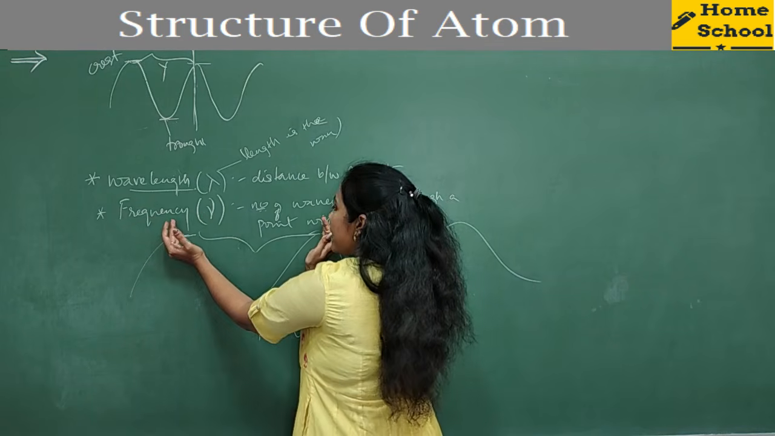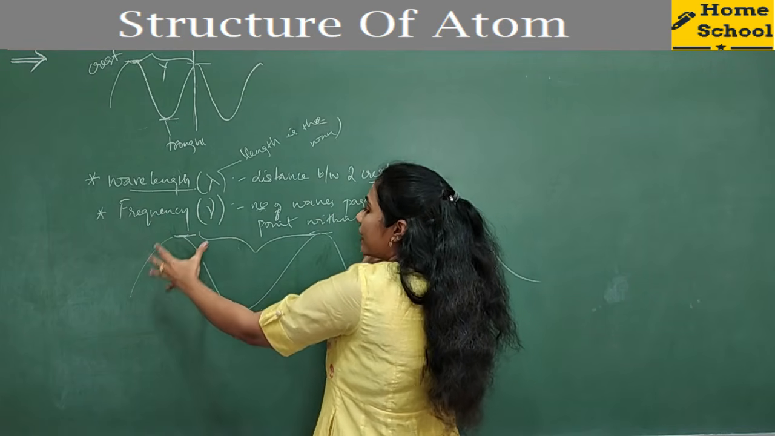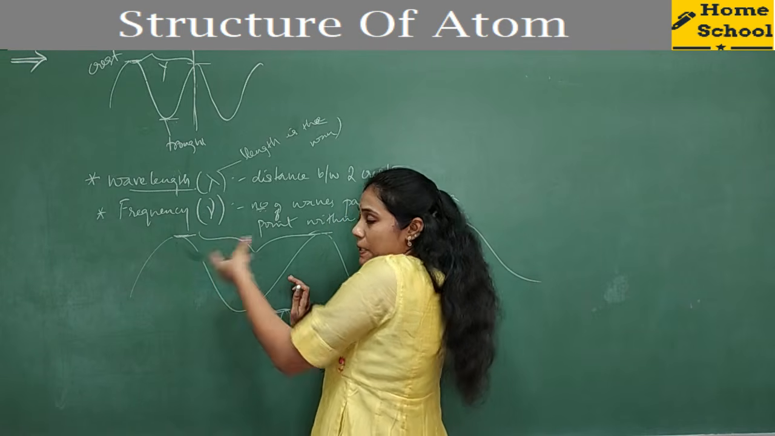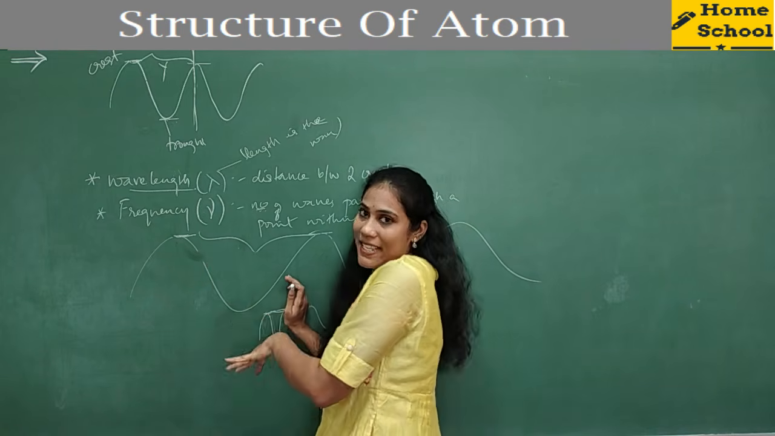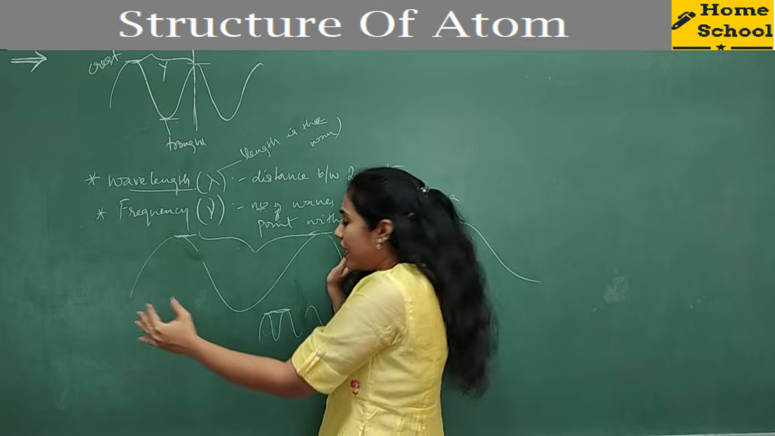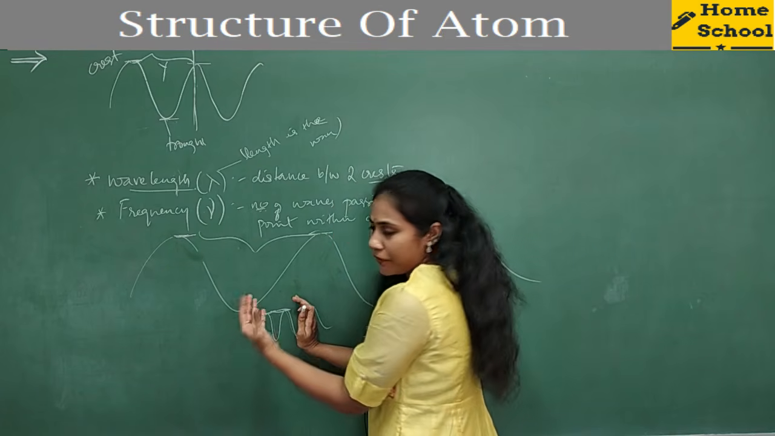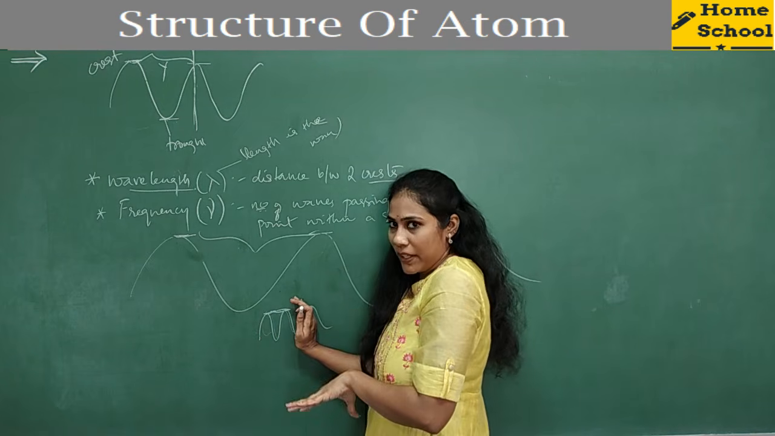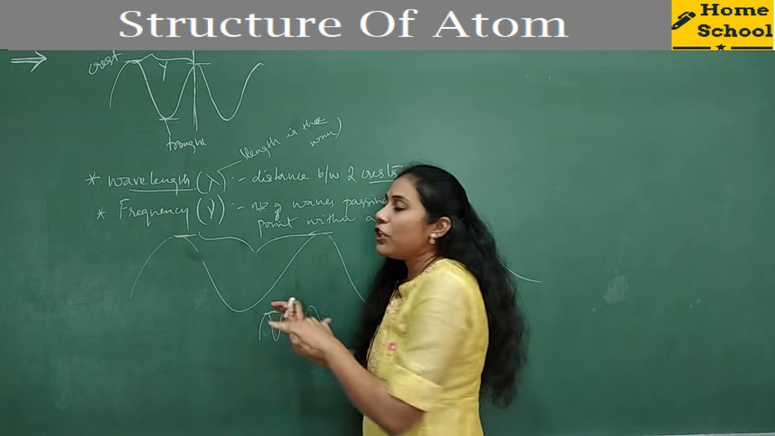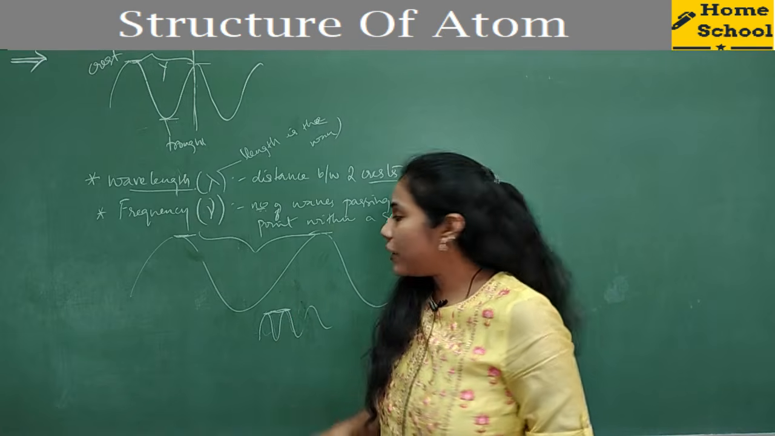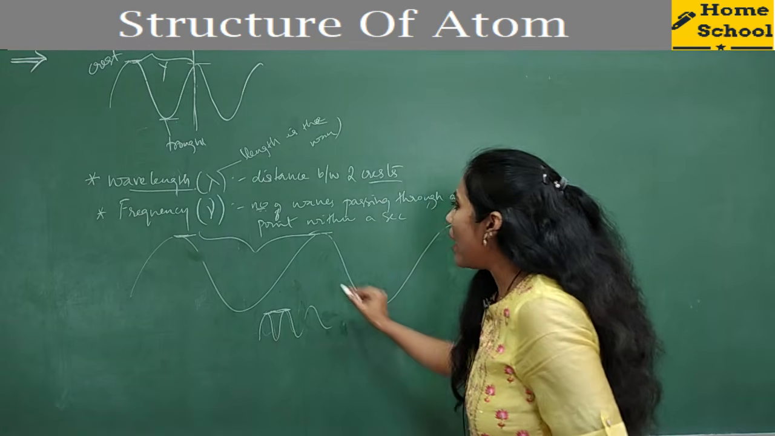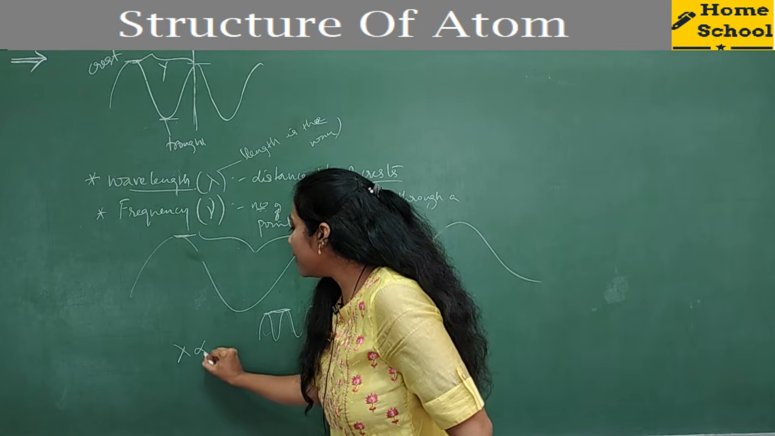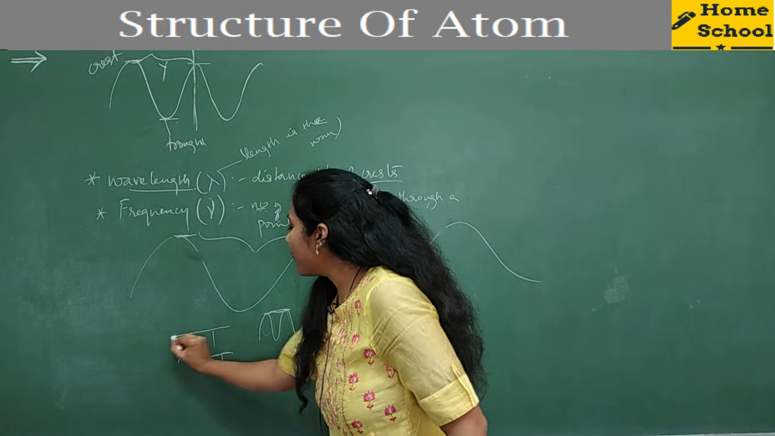If the distance between two crests is more, I mean if it is a longer wave, the number of waves passing a particular point will be less because the wave is very long. If it is a shorter wave, many waves can pass a particular point. So both of them are inversely proportional to each other. Always, lambda is inversely proportional to frequency.